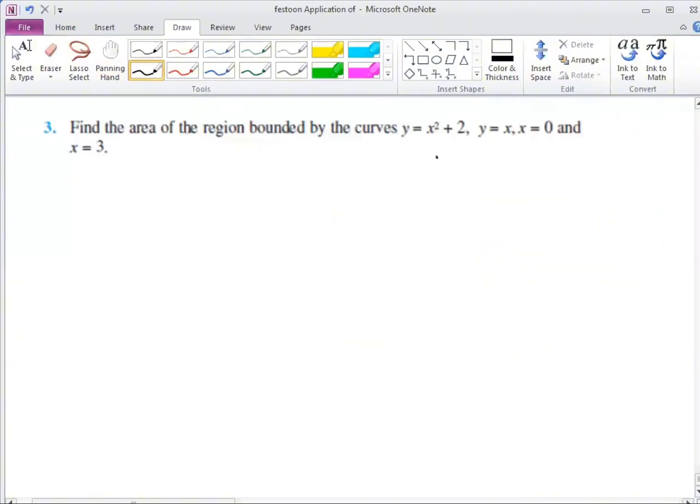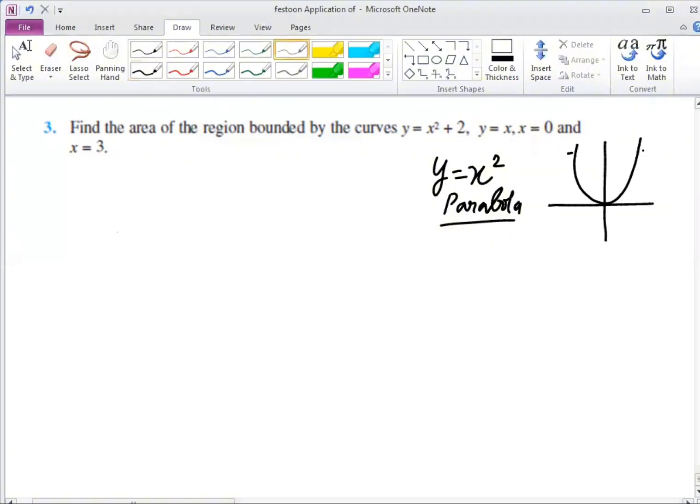y is equal to x square. It is a parabola. Already you know that. So the graph will be drawn like this. Usually the graph will be drawn like this. Then what about the y is equal to x square plus 2 graph? Now let us forget this 2.